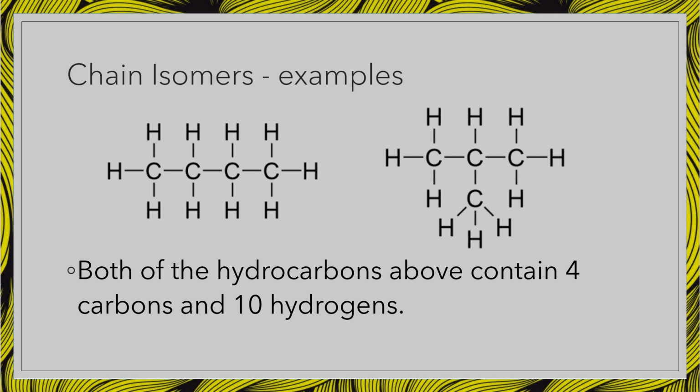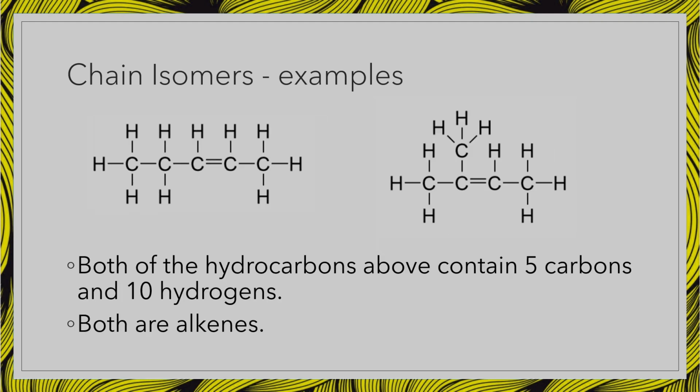Now, these are two chain isomers as an example. On the left, we have butane. On the right, we have 2-methylpropane. Both of them have 4 carbons. Both of them have 10 hydrogens, but they're arranged differently. The reason this is a chain isomer is because the parent chain is different. The longest continuous chain of carbon on the left-hand side is 4, so it's a butane. But on the right-hand side, it's only 3, so it's a propane.